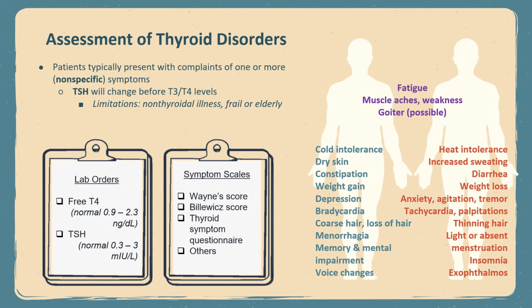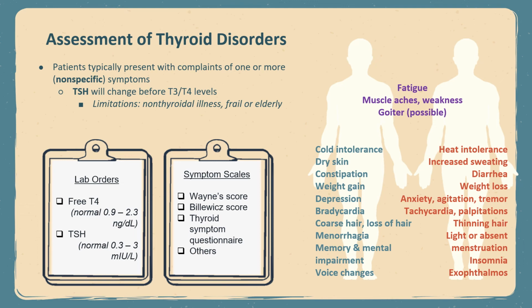So when you have a patient who has these symptoms, it would be prudent to order some labs, specifically free T4 and TSH. The other thing that you can use are these symptom scales, such as the Wayne score, the Billewicz score, or the thyroid symptom questionnaire. I read a review about these different scales, and the authors commented at the end that basically the utility in these scales is to teach people about the different symptoms of thyroid disorders rather than to predict prognosis or to screen the patient for thyroid disorders. So take these with a grain of salt.